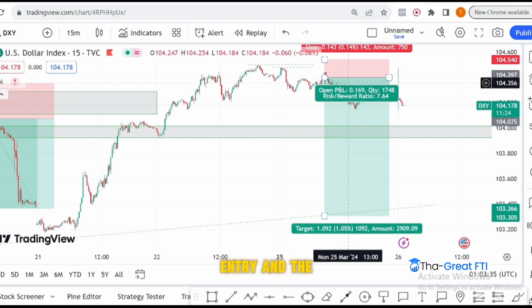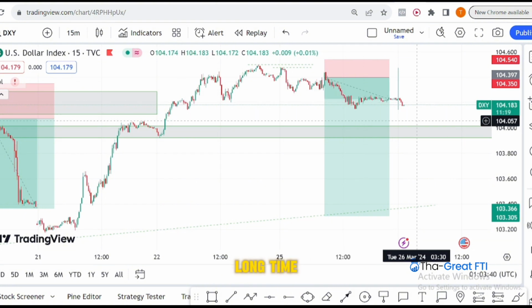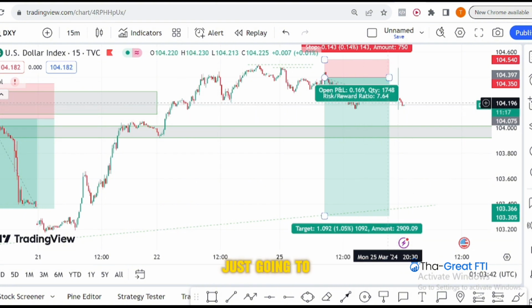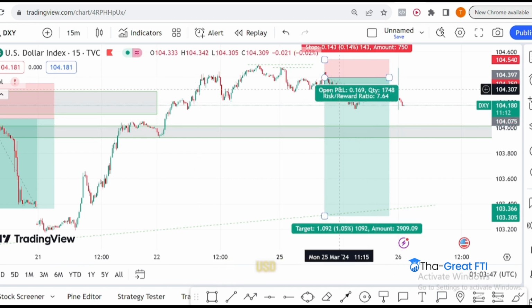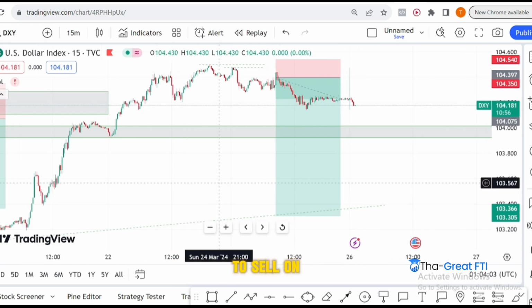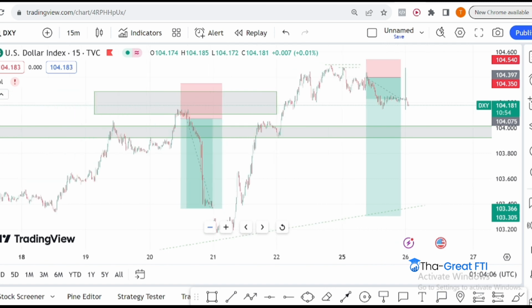I took the entry, and the market has been consolidating for a very long time. So now I'm just going to wait. I already have a buy on EURUSD, so I'm just going to hold my buy. I've closed partial profits and I've broken even on the trade as well. But I'm going to hold my buy, which is holding the sell on DXY. So yeah, that's it.